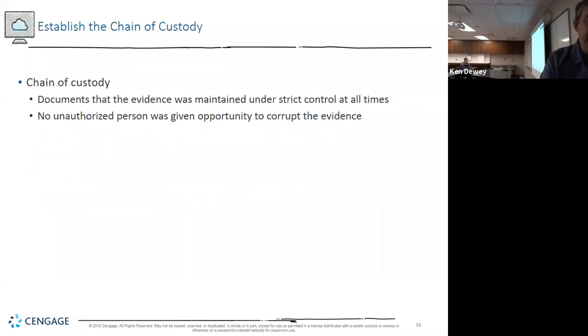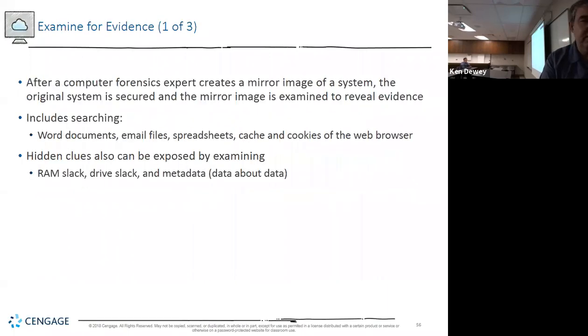Chain of custody is documentation showing where the evidence has been under control the entire time. Talked about that already. You can use images, you can search through them, you can search through emails, spreadsheets, you can recover files, lots of stuff. And if you take the forensics course, you'll see a lot more about that.